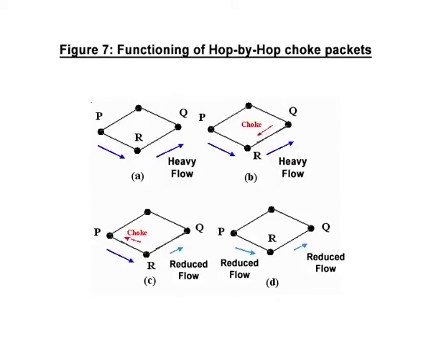The figure here shows the functioning of hop by hop choke packets. In A, heavy traffic between nodes P and Q. In B, node Q sends the choke packet to P. In C, the choke packet reaches R, and the flow between R and Q is curtailed. Then the choke packet reaches P, and P reduces the flow out.